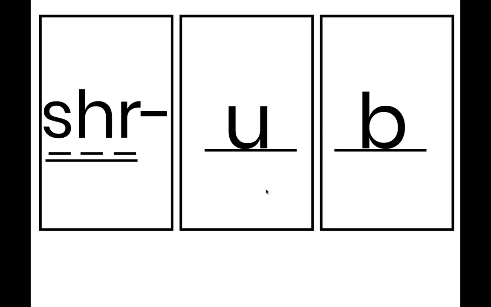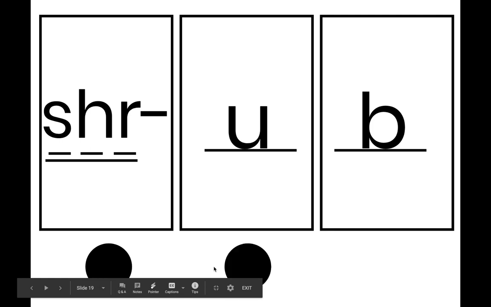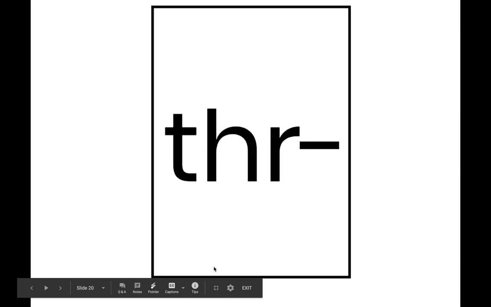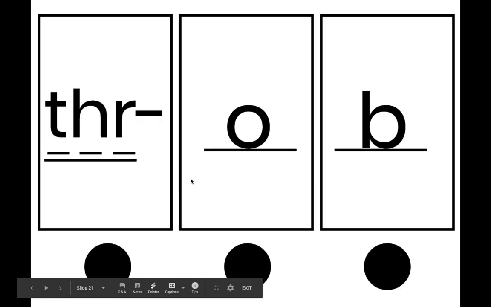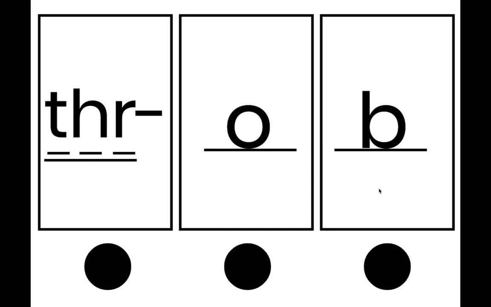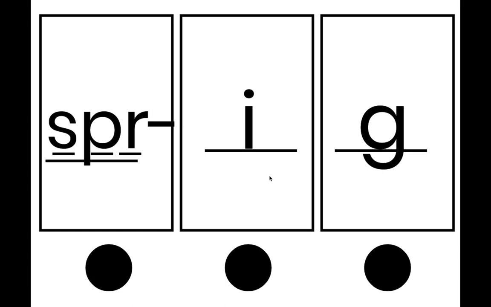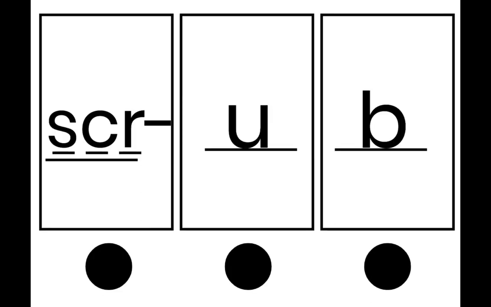Shrub, shrub. I added that to it. Thr, thr, thr, ob, throb. Spr, sprig, sprig. Now this looks like spring, but it's actually sprig. So you could talk about how a sprig is a small piece of something, like a small piece of a plant, for example. Scrub, scrub, scrub.